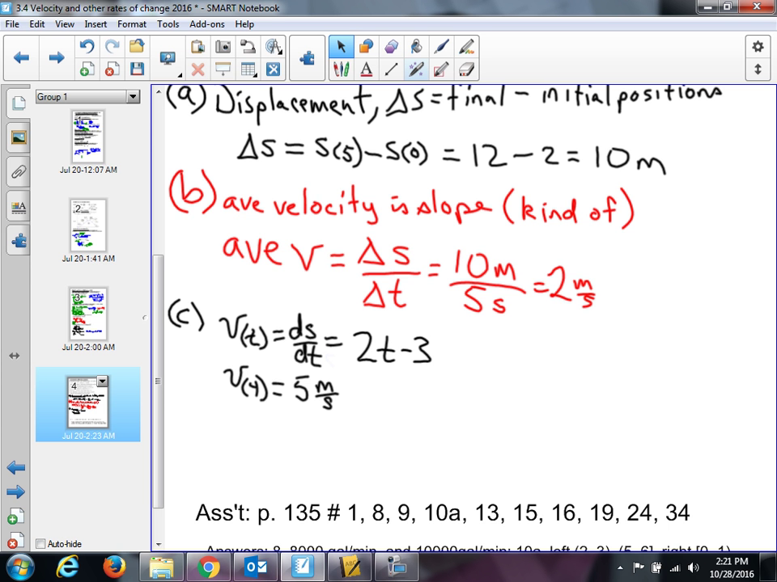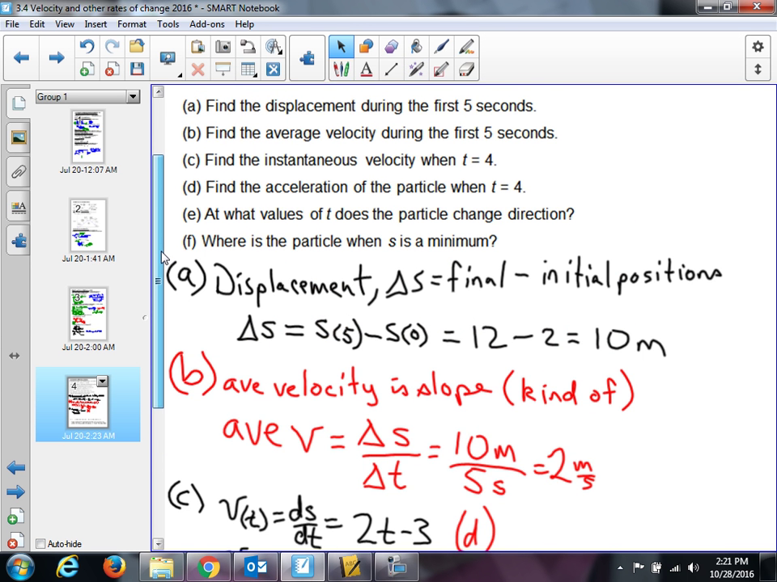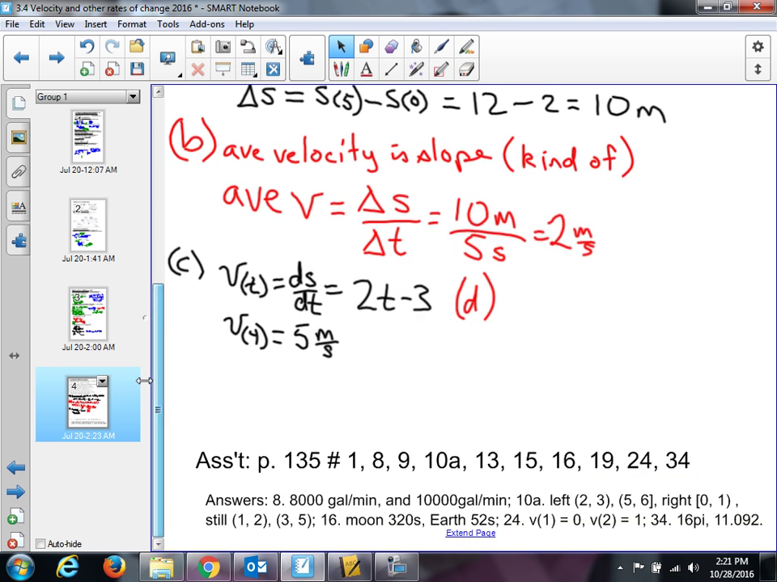Now, D is the acceleration at 4. Let's take a look here. Yes, it is. It's at 4. Acceleration of that? Well, that's the second derivative of that initial position function. Or in another way, you could say it's the derivative of the velocity function. So we've got the derivative of the velocity function. It's a cinch. 2t minus 3, the derivative is just a constant, 2.